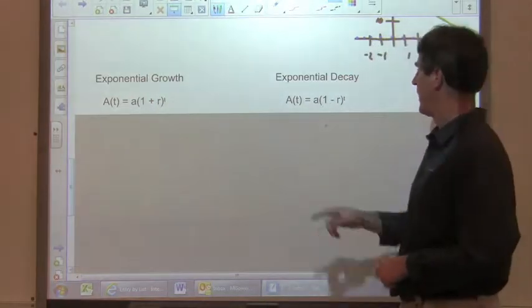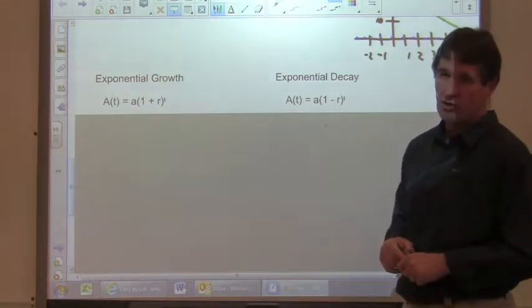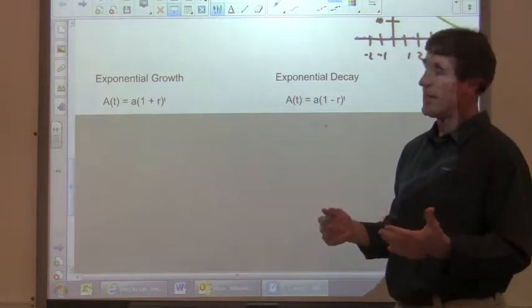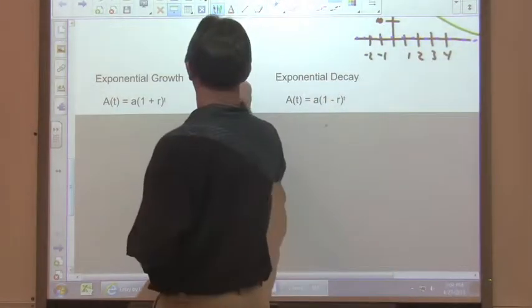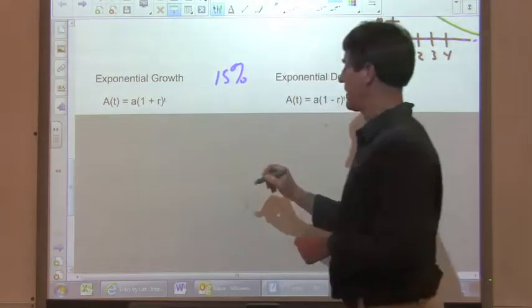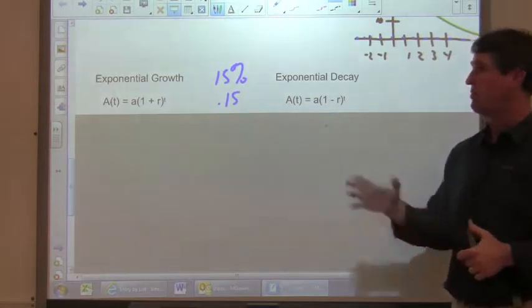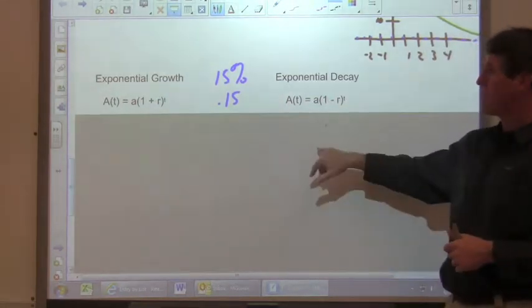So, our formulas for growth and decay, you can see they're exactly the same, except this would be plus your percentage rate and this would be minus your percentage rate. Remember, anytime you put a percentage rate, like if it was 15%, whether it's growth or decay doesn't make any difference, you use the decimal 0.15. So you move the decimal 2 places to the left no matter what we put in.